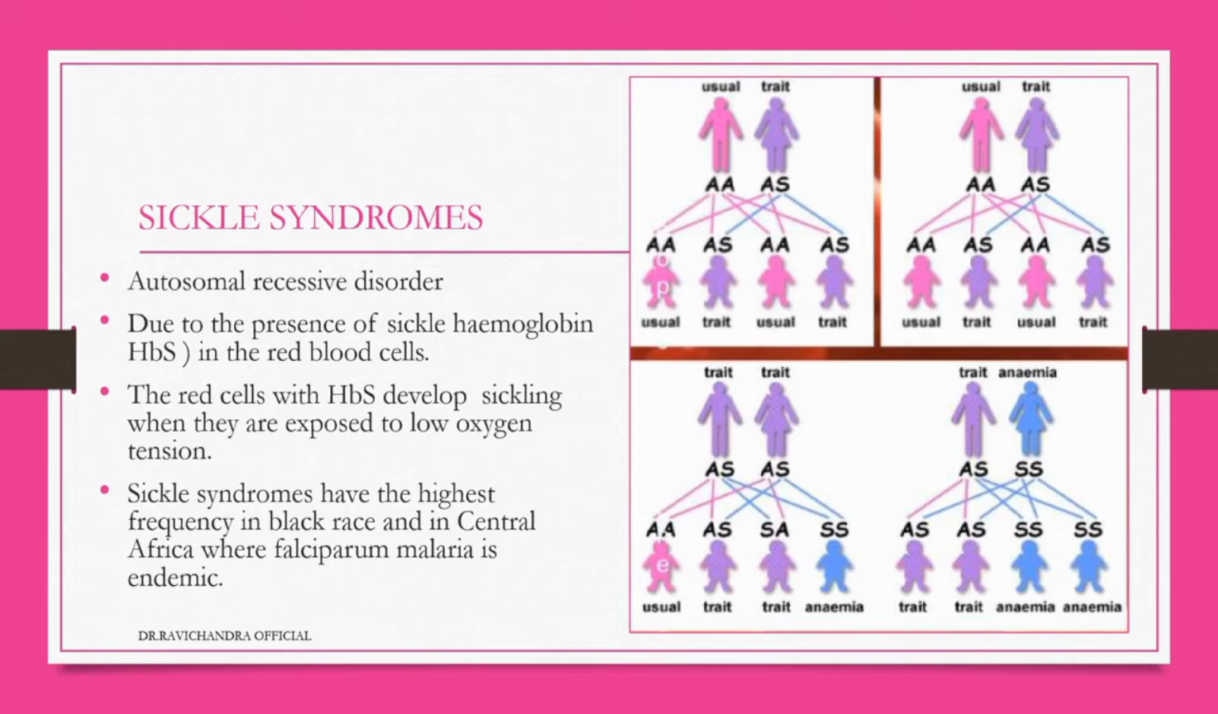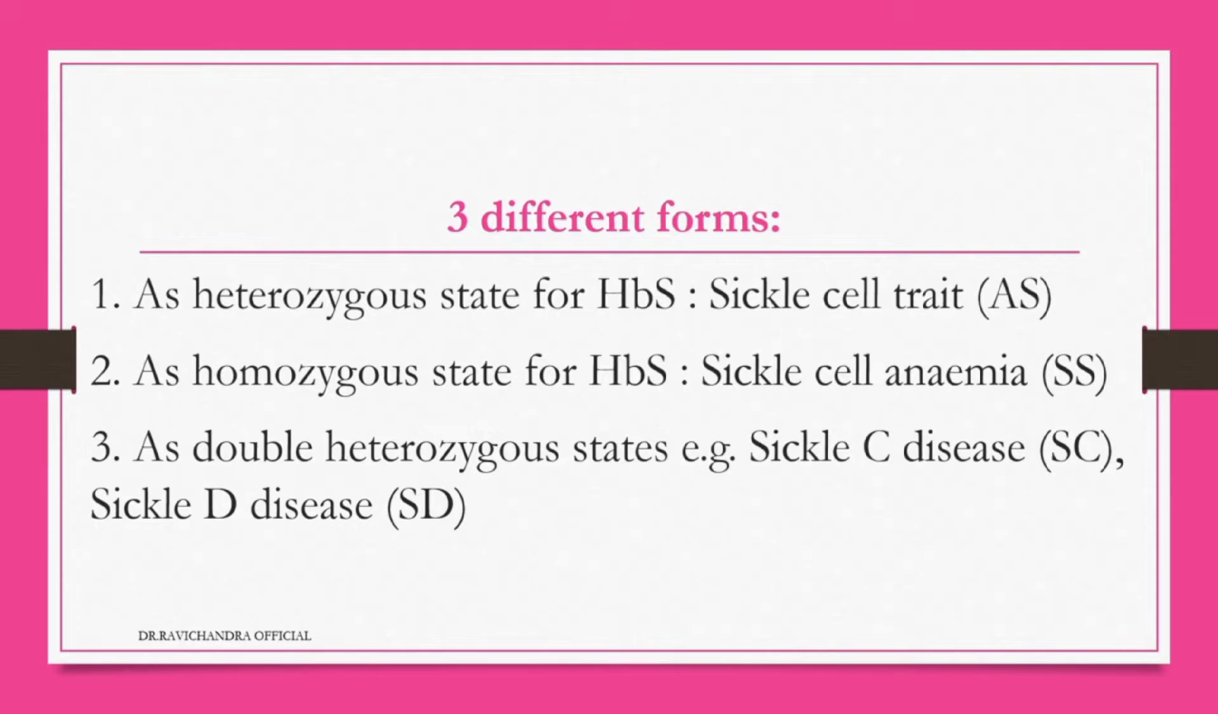Due to the presence of sickle hemoglobin in the red blood cells, the red cells with HbS will develop sickling when they are exposed to low oxygen tension. Sickle syndromes have the highest frequency in black race people and in Central Africans where falciparum malaria is endemic. This can be in three different forms: heterozygous state, that is sickle cell trait; homozygous state, that is sickle cell anemia; and double heterozygous state, that is sickle cell C disease or sickle D disease.